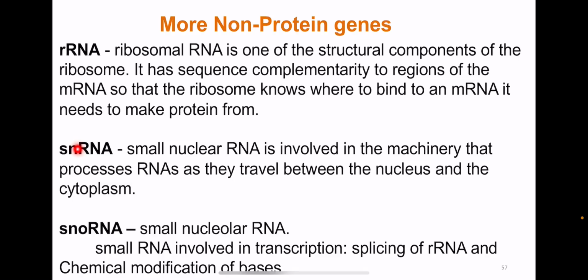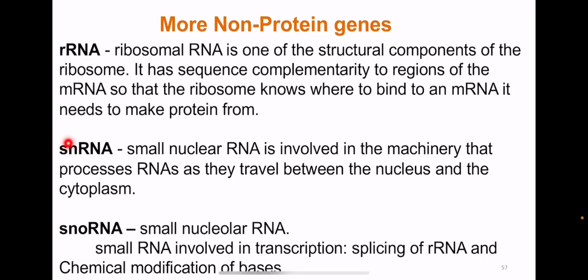And we have other non-protein or non-coding RNAs, the snRNAs, called small nuclear RNA. This is found in the machinery that's used for splicing, specifically called the spliceosome. So it partakes in processing of RNAs, especially mRNAs, and it can travel between the nucleus and cytoplasm.